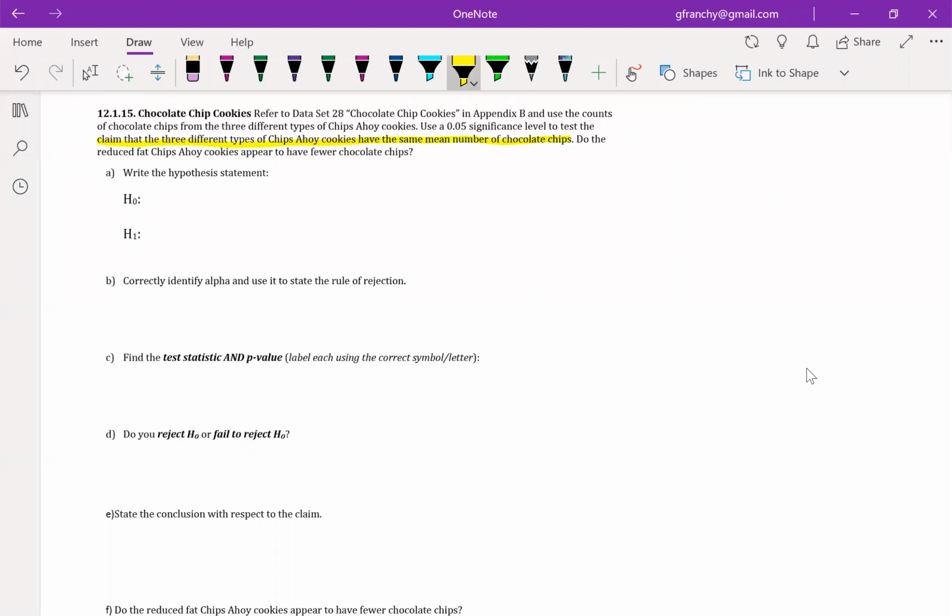There's the reduced fat, there's the chewy, then there's the regular, and I only know that because I've been working with this example for like 5 years.